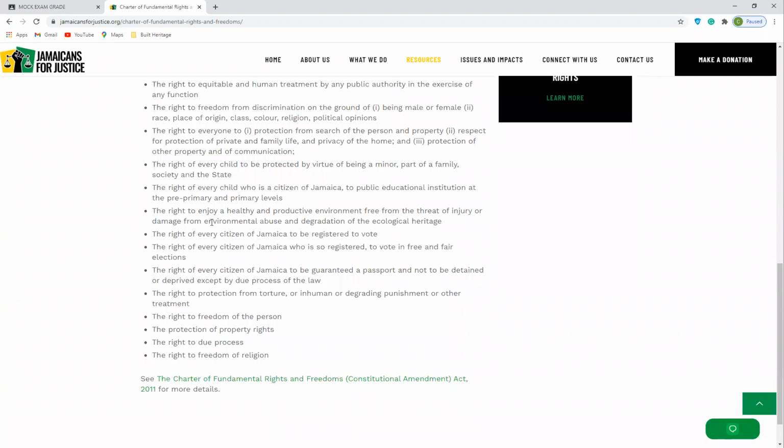Next one, Elliot. The right to enjoy a healthy and productive environment, free from the threat of injury or damage from environmental abuse and degradation of the ecological heritage. We'll stop there for me, Elliot. Okay, now, sir.